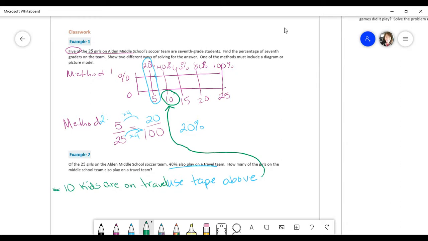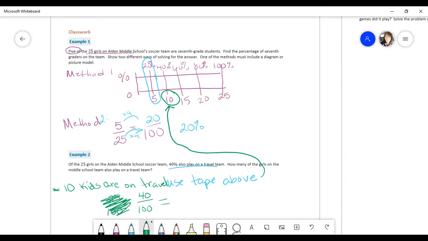Now, if I wanted to show it a different way, mathematically, I would say that 25 out of 100, that's my total. And I know that 40%, what? Yeah, 40 out of 100. Oh, what am I doing? Let's back up there. 40 out of 100 is 40%.